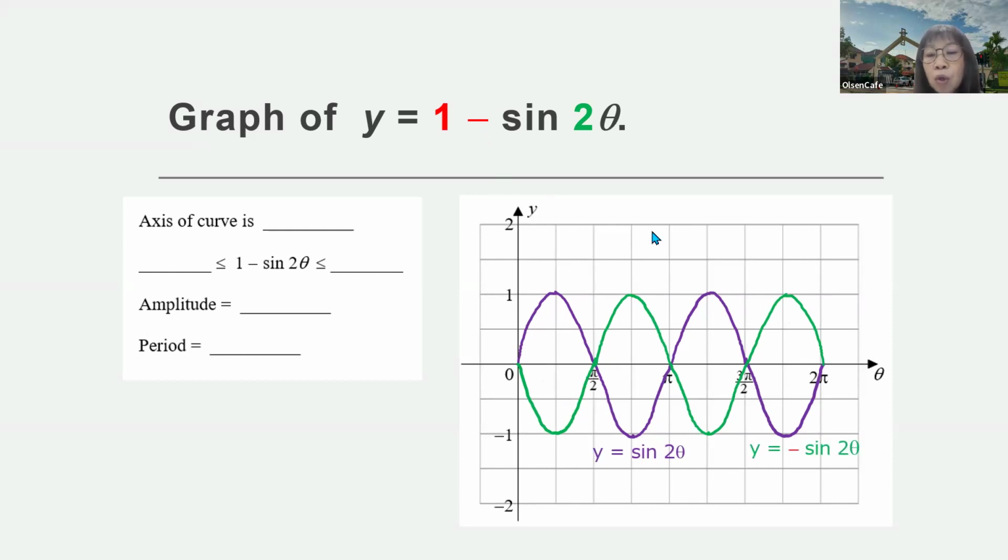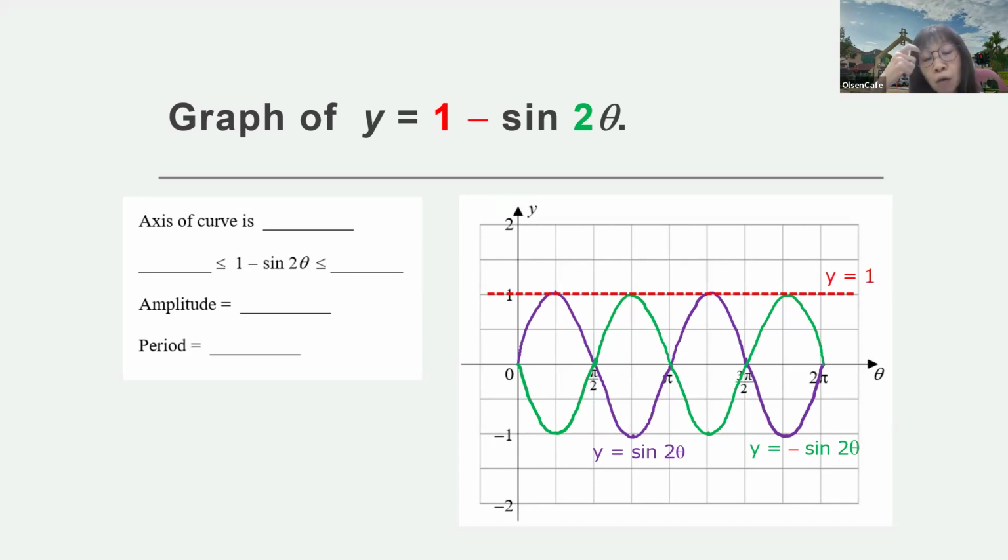Now, you notice that again, there is a 1 here. That means the whole graph will have to move up by 1. So that is a vertical shift. When it's moved up by 1, I know that my axis of curve is actually y equals 1. So I draw this line.